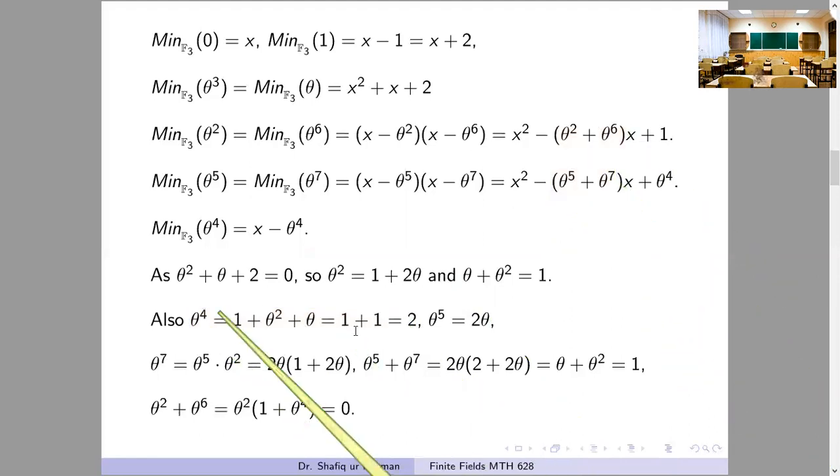And now by multiplying on both sides we get theta power 5 equals 2 theta. And how to get theta power 7? We multiply these two elements, and after putting the values we get theta 7 equals this value. And when we add them, we take 2 theta common, and we get 1 plus 2 theta, that is equal to this value. And we know that if we take 2 common, this is 4 equals 1, we will get theta plus theta square, and that is equal to 1. So we obtain that theta 5 plus theta 7 equals 1.